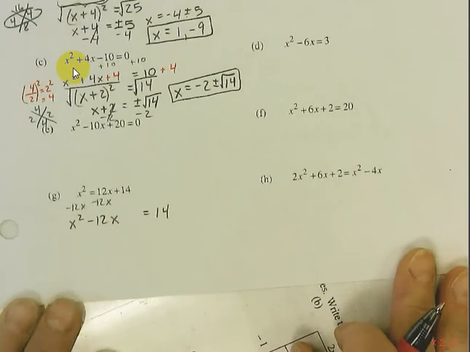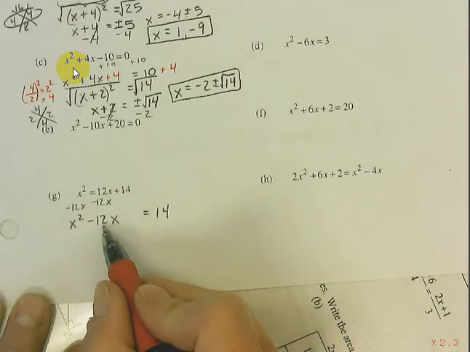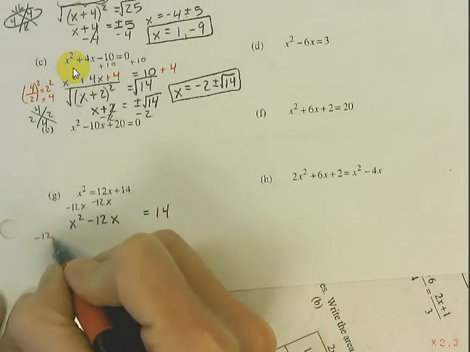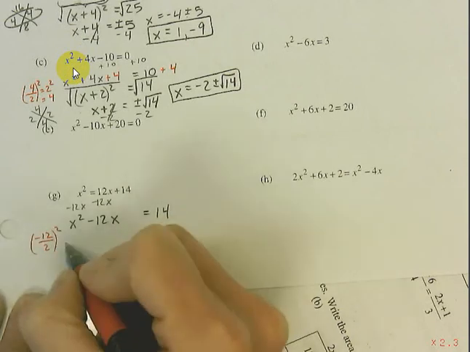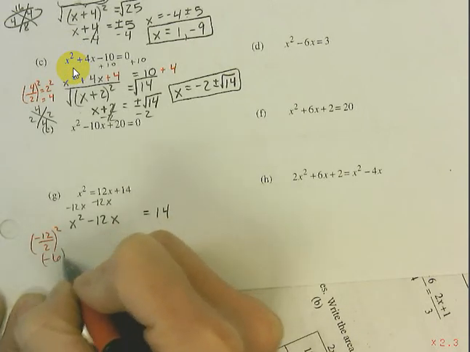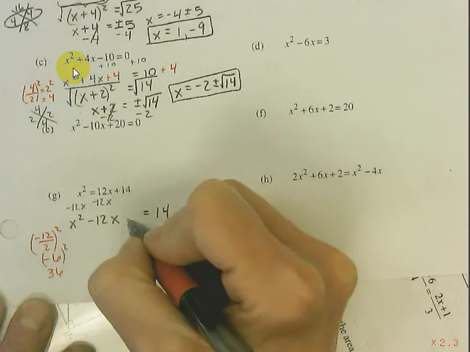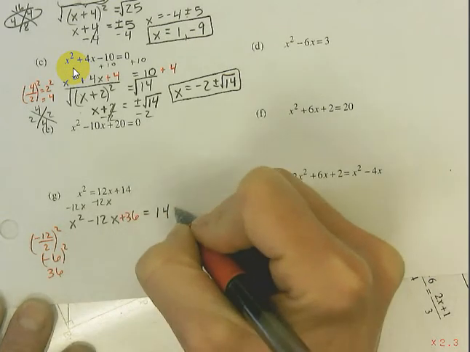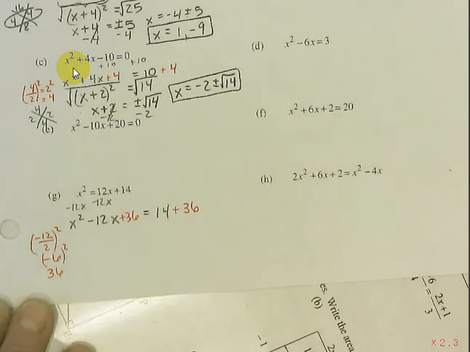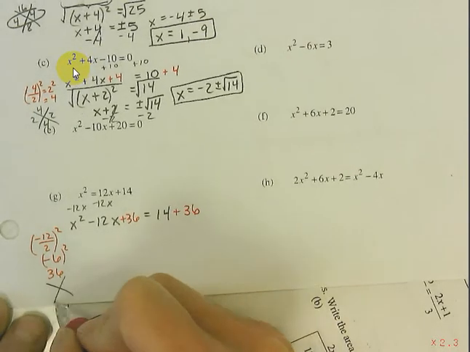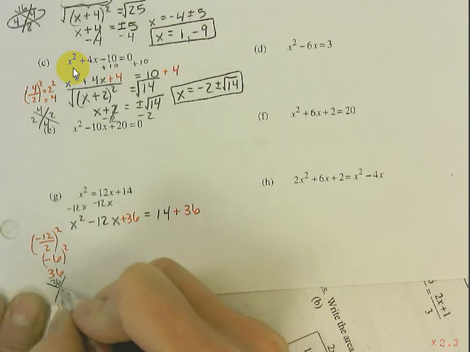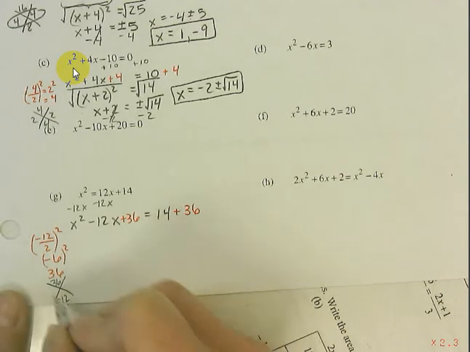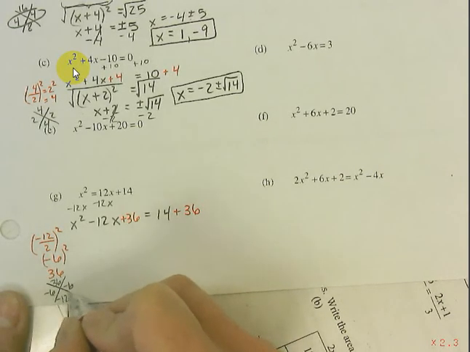And then complete the square. Determine what you're going to add to both sides. We take negative 12 divided by 2, square it. So it's negative 6 squared, which is 36. I'm going to add 36 to both sides. Factor this perfect square trinomial. So two numbers that multiply to be 36 add up to negative 12. Those should be negative 6 and negative 6.